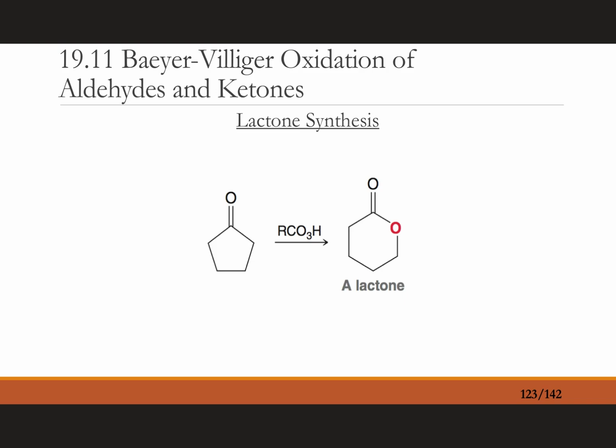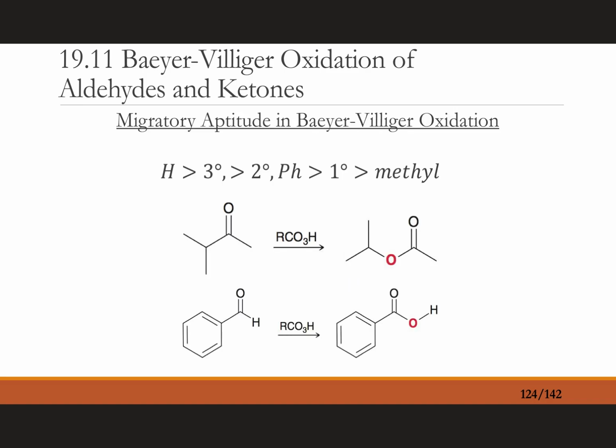All right, we can use the Baeyer-Villiger oxidation of aldehydes and ketones to convert cyclic ketones into what we call lactones. These are just cyclic esters. So right here is the ester group. And so that ketone has been converted into a cyclic ester. We call those lactones. All right, so we have migratory aptitude here in the Baeyer-Villiger oxidation. The fastest to migrate or rearrange will be the hydrogen, followed by tertiary carbons, then secondary and benzene rings, I guess, or phenyl groups, and then primary carbons, followed by the slowest to rearrange being the methyl groups in this particular type of rearrangement.